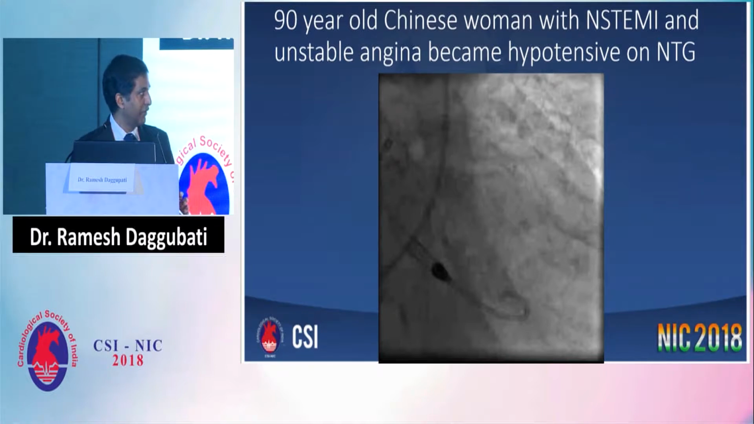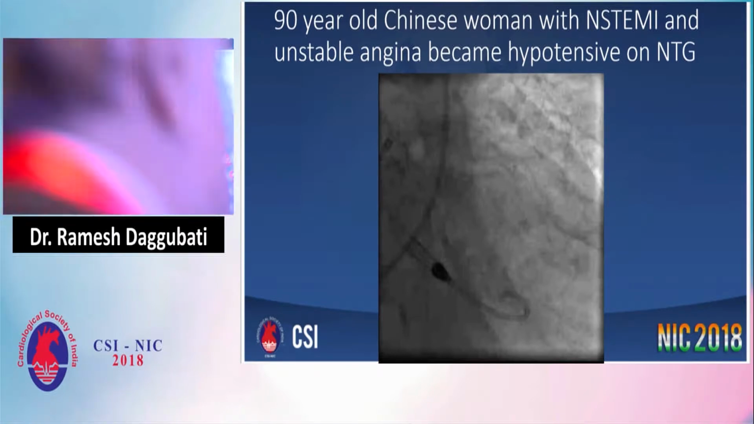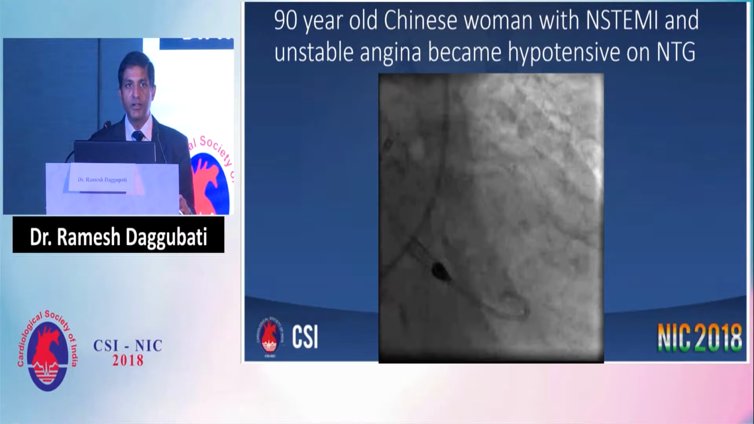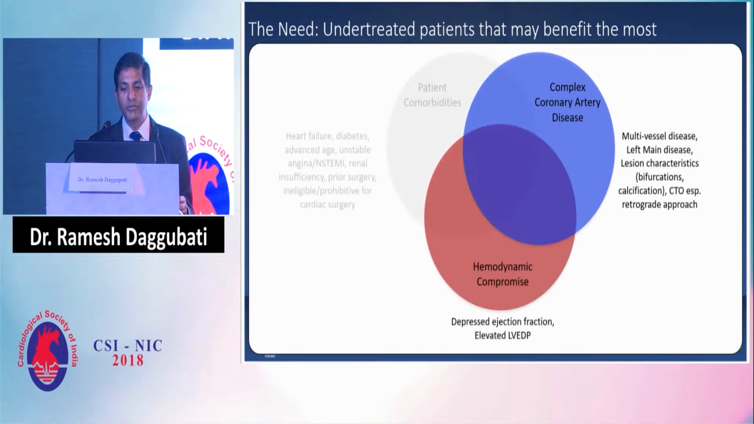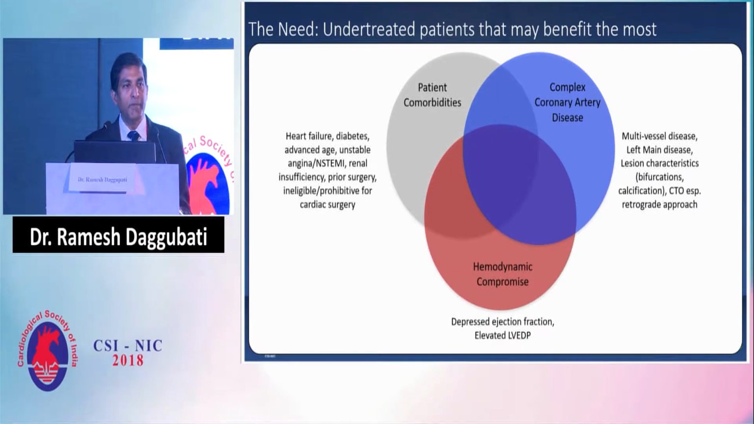So I will stop here, and obviously there's lots of discussion that we can have in complex high-risk patients. How do we define a complex high-risk indicated patient? Is it just multi-vessel disease? Is it just hypotension, or is it LV systolic dysfunction? It is a combination of all these three, in my opinion, that you have to think about: hemodynamic compromise, patient comorbidities. As we see, this patient had heart failure. She has unstable angina, non-ST elevation MI, LV systolic dysfunction, as well as complex left main coronary artery disease.